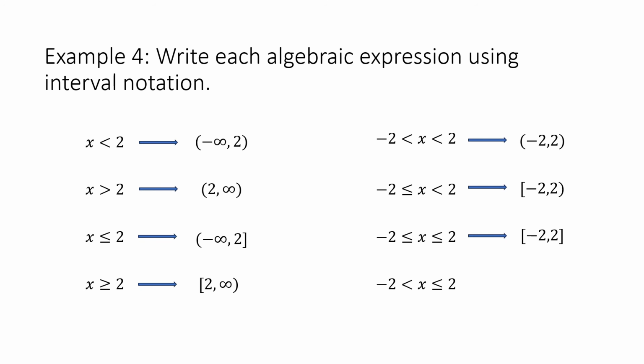Next, we have negative 2 is less than x, which is less than or equal to 2. That first inequality does not have a line underneath it, so we're going to have a parentheses at negative 2, but then we'll have a bracket after the 2. With this last example, this is what you would call a half-open interval, because one of them is open and the other one is closed.